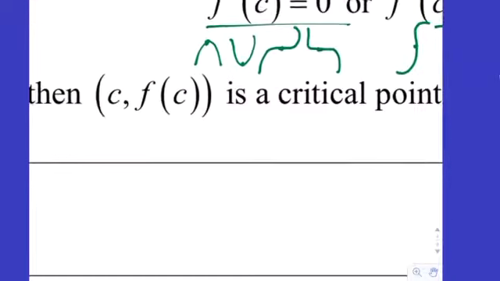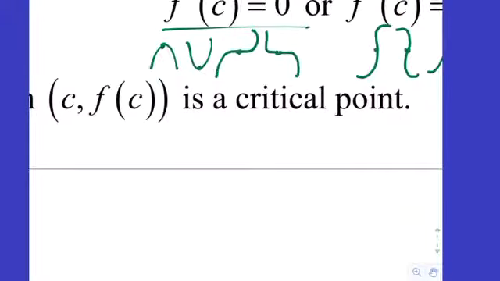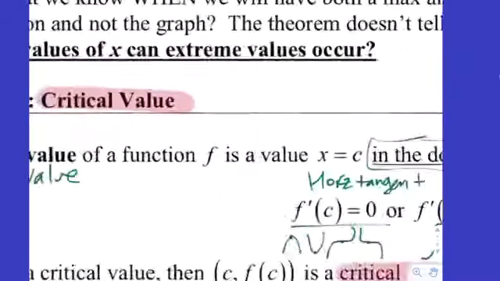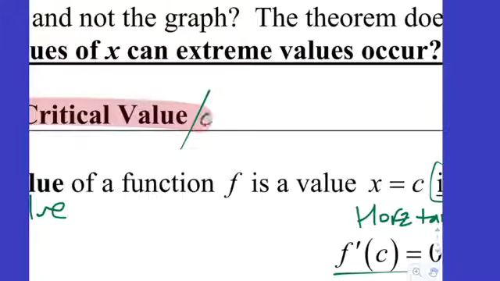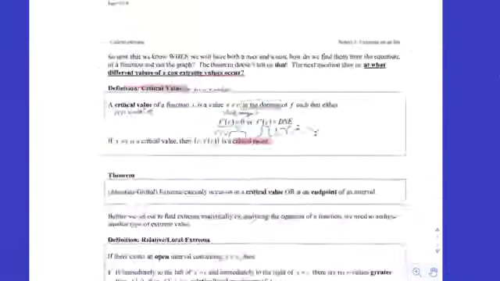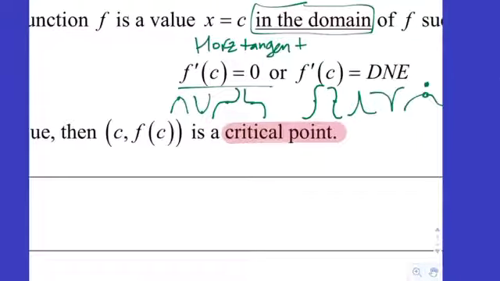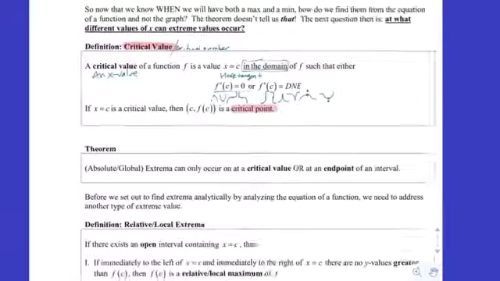Good. Now, if you take the whole thing together, the ordered pair, x comma y, then you have what's called a critical point. A critical value is sometimes called a critical number. Same thing. Critical number, critical value. Those are the x values. And if you write it as an ordered pair, then you have the critical point.